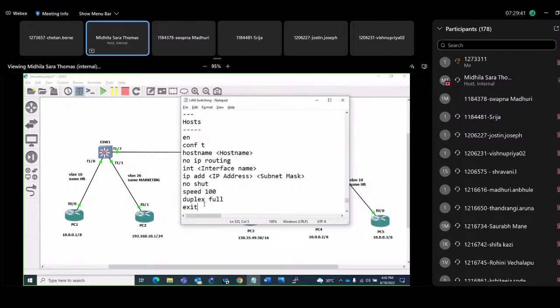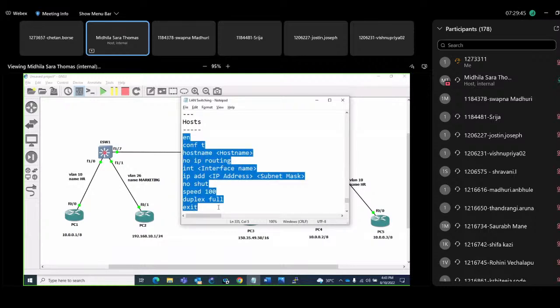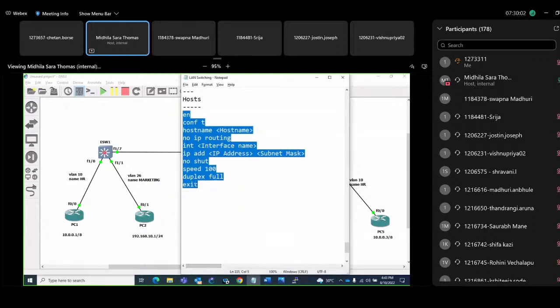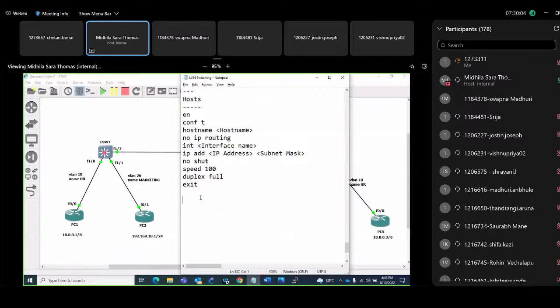Okay, is it clear up to this? What should be done in hosts? Is it clear? Everyone check it for all the PCs or the hosts. We are going to do it. Okay. Now, guys, next thing. This is for the switches. Same, guys, the syntax is the same. Now, for the switches.